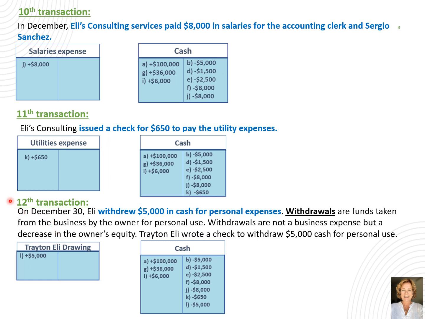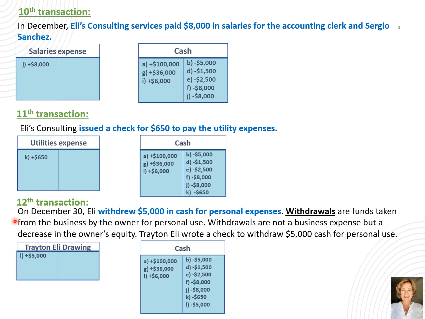For our 12th transaction, though, this is not an expense because Trayton Eli is essentially just taking some of his investment back out of the company. So the company owes him less money. Withdrawals are funds taken from the business by the owner for personal use. So let's analyze this transaction. Our cash decreases, so we know that's a credit to cash of $5,000.